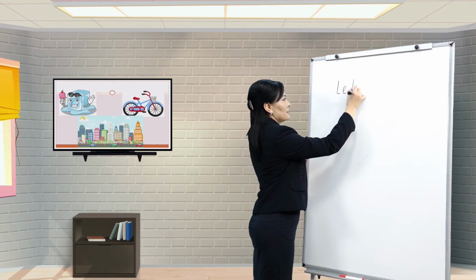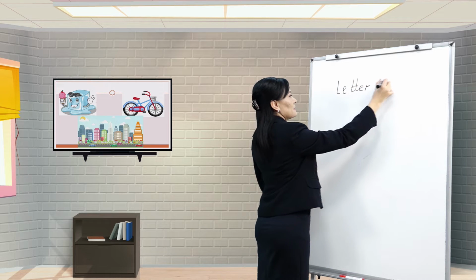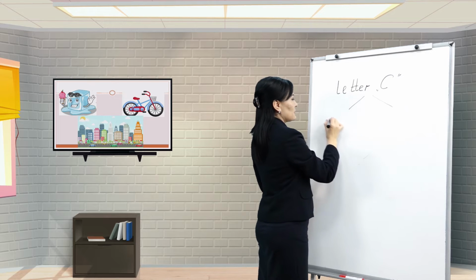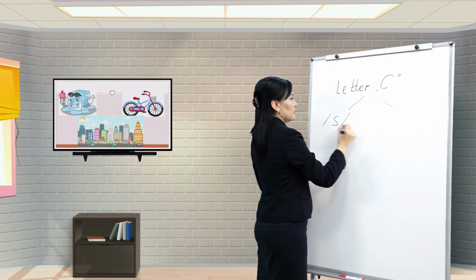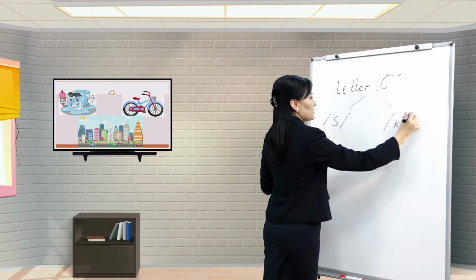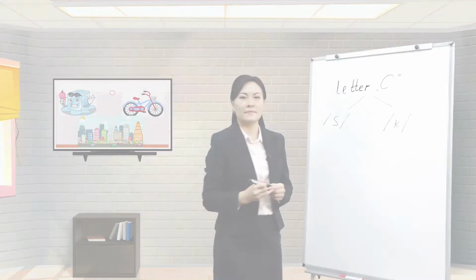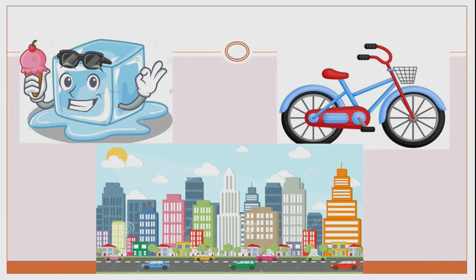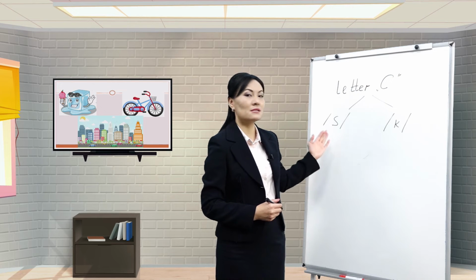What do you notice? Letter C has two pronunciations, sound S and sound K. Let's look at the board. Letter C has two sounds, sound S and sound K. In the word car, the sound is K. In the word city, the sound is S.